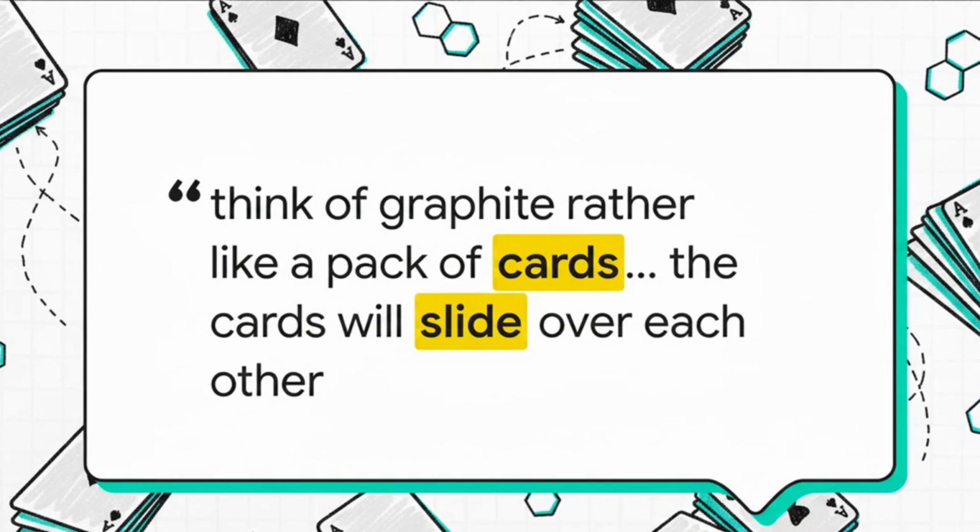Our sources offer a really perfect analogy for this. Think of graphite rather like a pack of cards. The atoms within a single sheet are held together by strong covalent bonds, kind of like the sturdy card itself. But the separate layers are only held together by weak intermolecular forces known as van der Waals dispersion forces. Because these forces are so incredibly weak, the sheets just slide over each other just like a deck of cards, giving graphite its lower density and, of course, its famously soft, slippery feel.